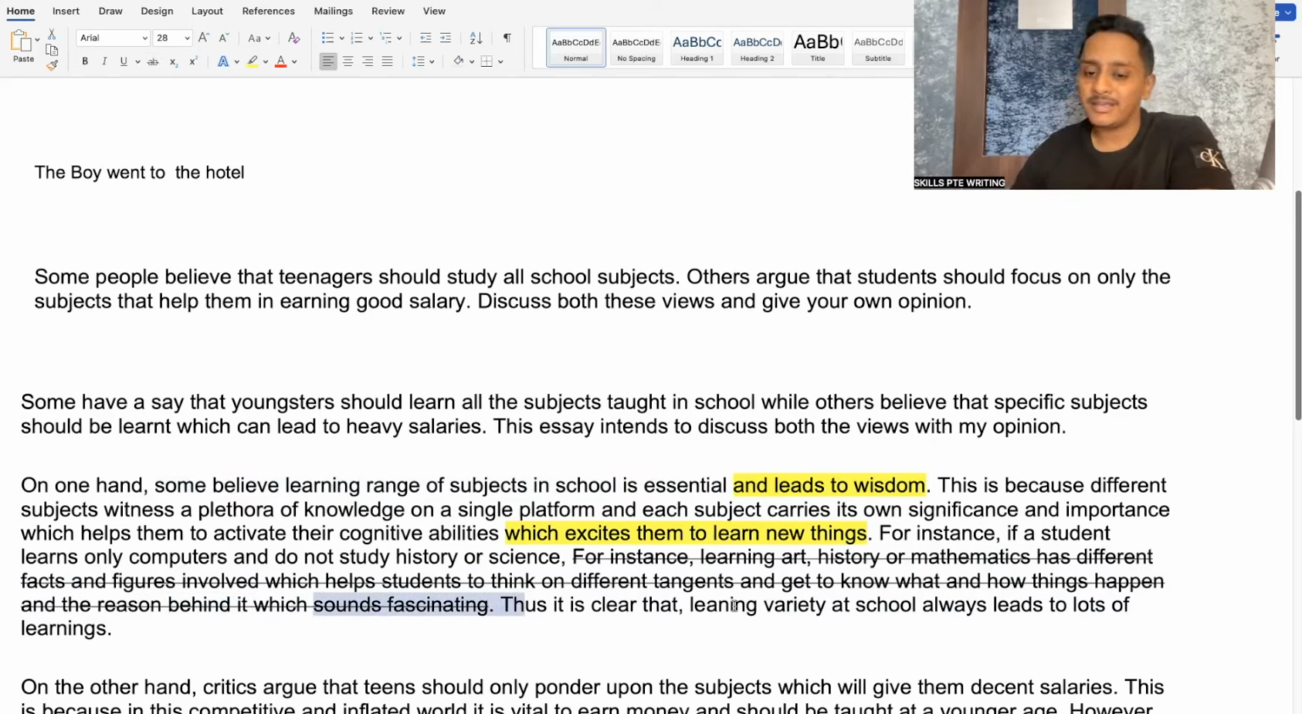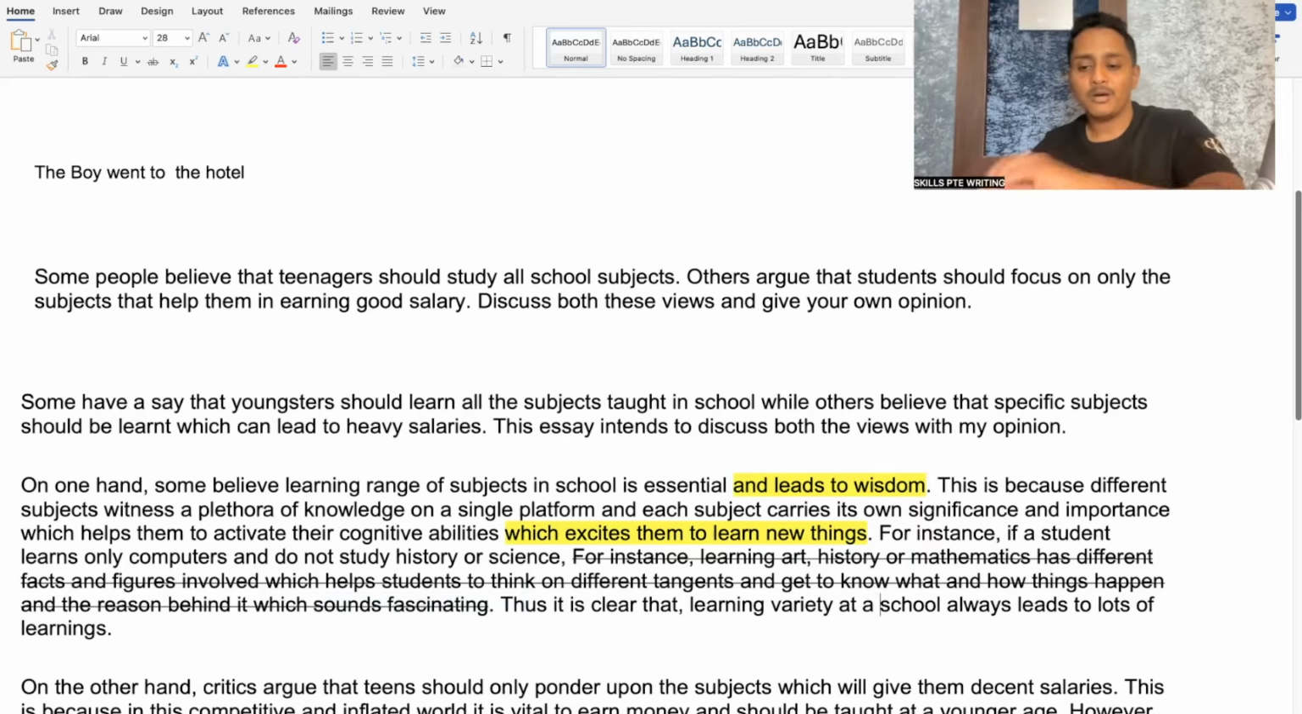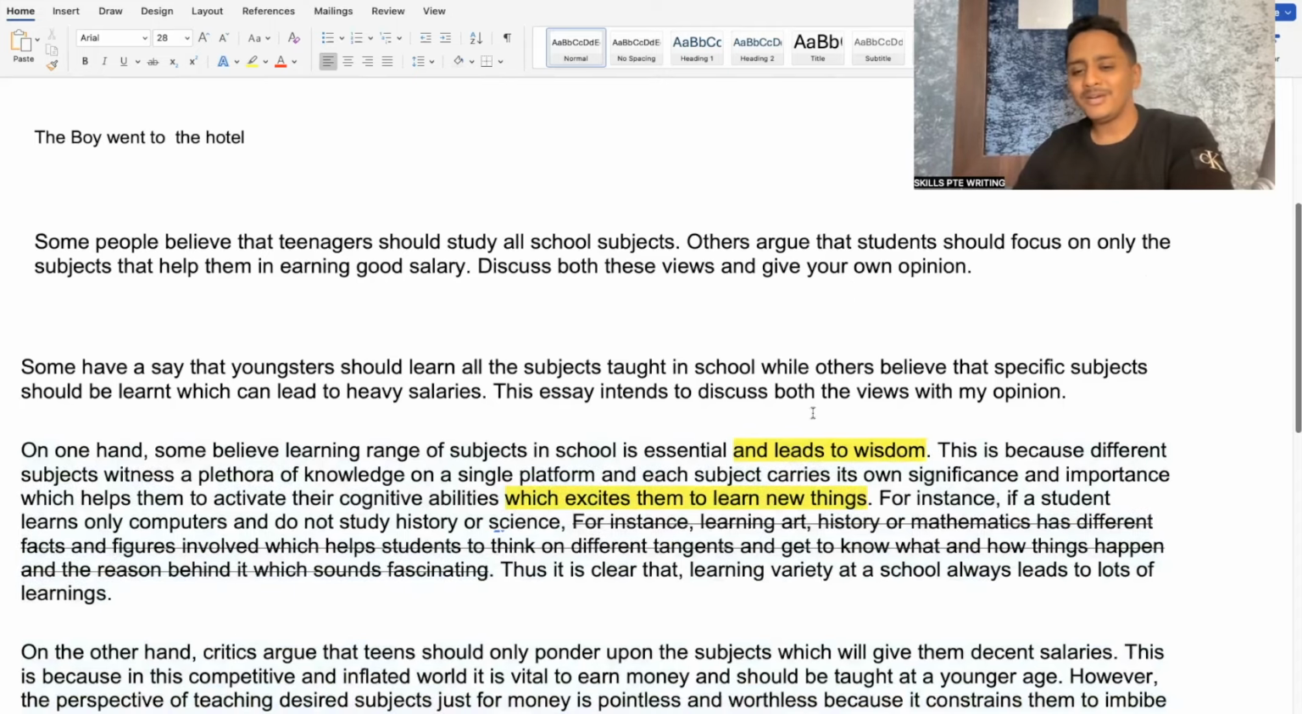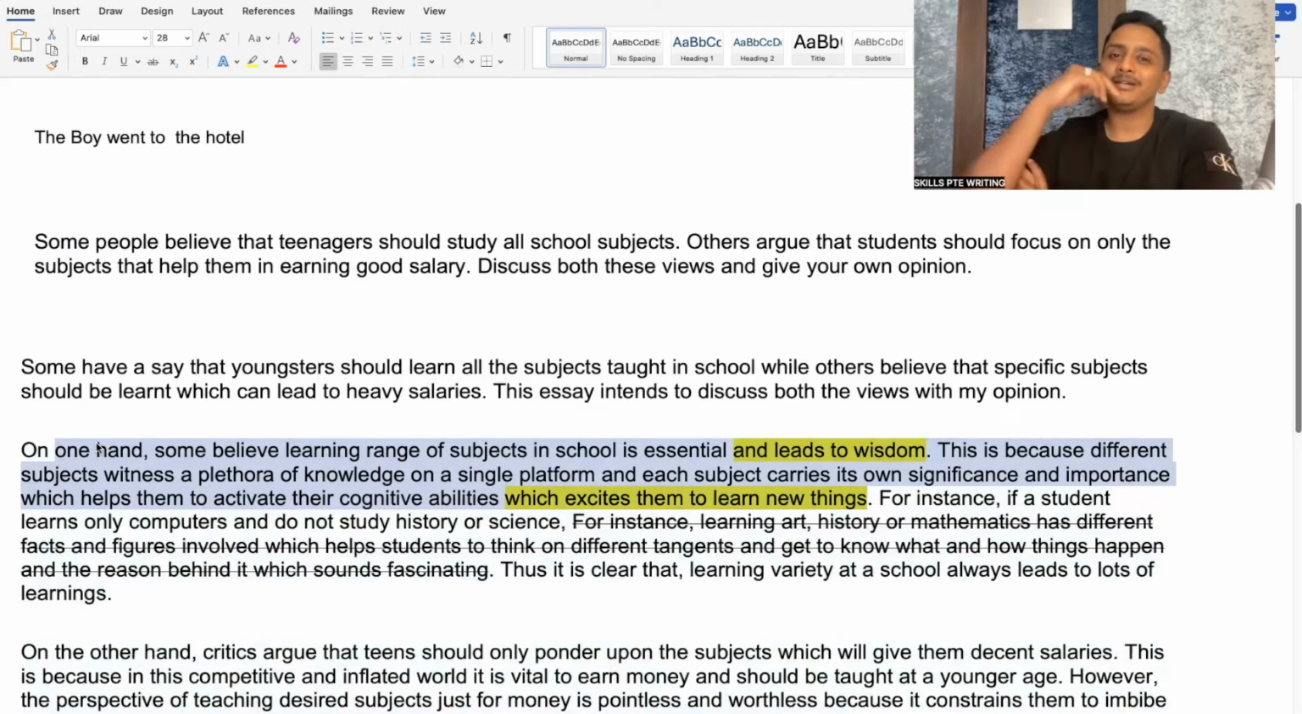Thus, it is clear learning variety at a school always leads to lots of learnings. Oh, I'm not okay with this. You have written good. Till here, it's fine as long as you give a proper instance. Always remember, when you're not able to write correctly in the instance, take up the reverse scenario. If at all students don't do this, then these are the problems and hence students have to learn. But if they study, in real life, all these problems can be easily tackled. And hence, I believe, students must study all the subjects.